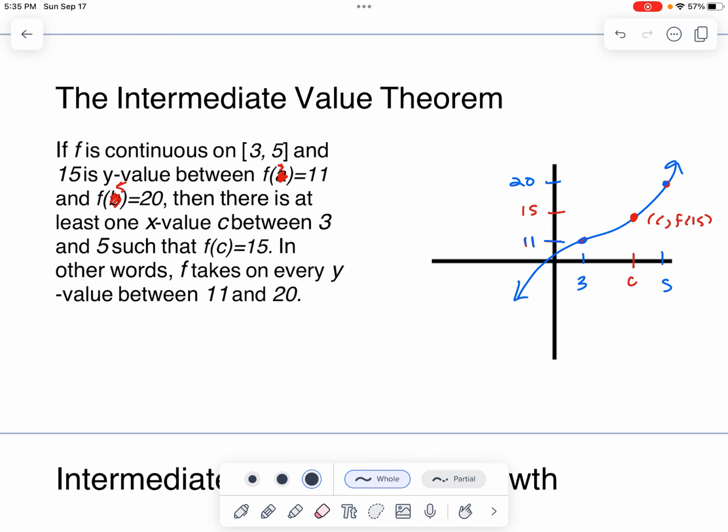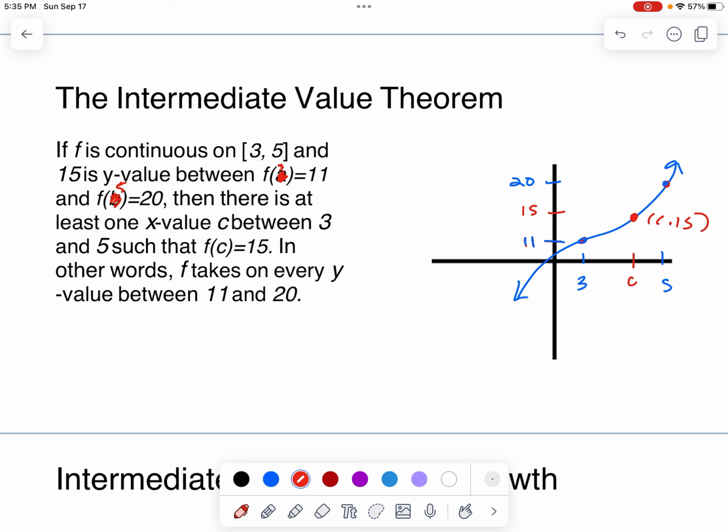And so, in other words, f takes on every y value between 11 and 20. So it has to hit 15 at some point. It has to hit 16 at some point. It has to hit 16.3 because we're not doing any jumping. We don't have any holes. And so that's what the intermediate value theorem is saying.